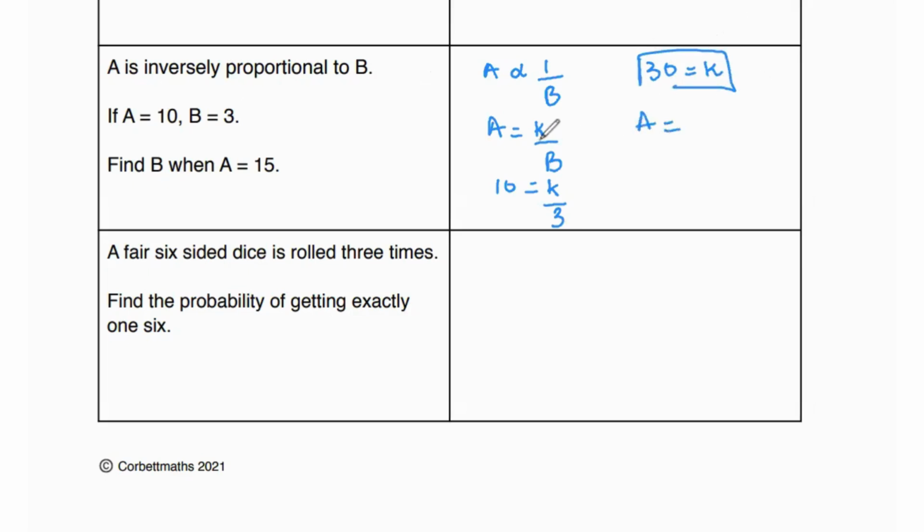Substitute it back into the equation. So A equals 30 over B. Now we have to find the value of B when A is 15. So 15 equals 30 over B. And B is 2, because 30 divided by 15 is 2.